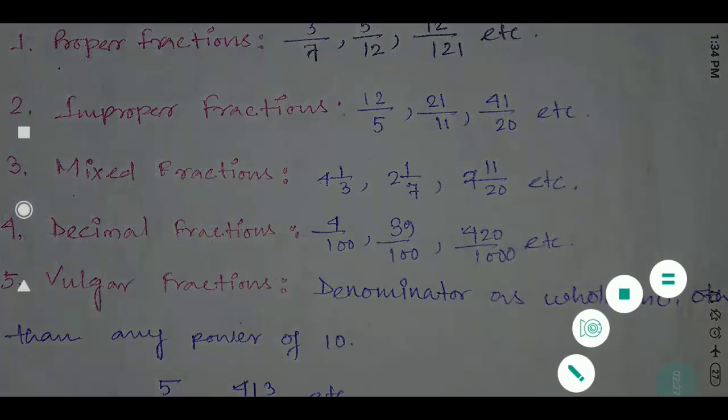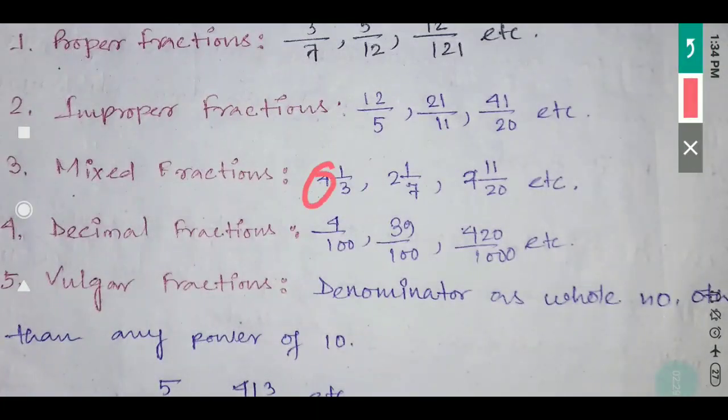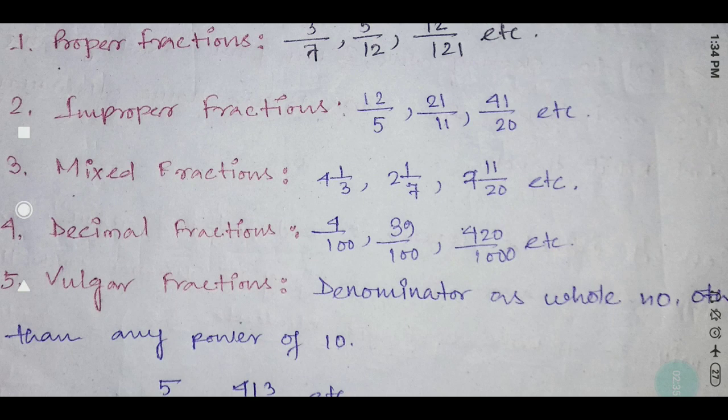And mixed fraction means where there is a mix of a whole number part and a fraction. So here 4 is called the whole number part and 1 by 3 is called the fraction. These two are together mixed, so it is called a mixed fraction.